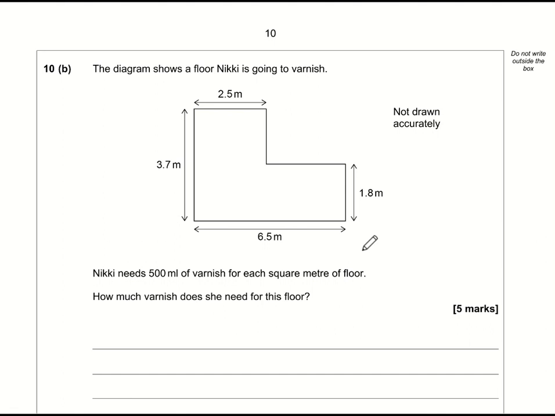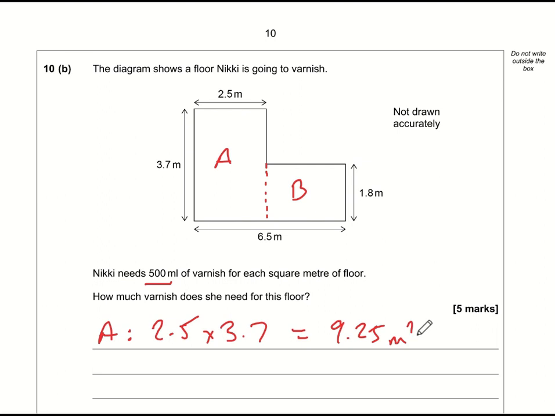Okay, question 10b. So we need to work out how much varnish is needed for this floor, and we know that it's 500 millilitres for each square metre. So what I'm going to do is work out the area of the floor by dropping a vertical line here and calling this rectangle A and rectangle B. So the area of rectangle A is simply 2.5 multiplied by 3.7, and 2.5 times 3.7 is 9.25 square metres.